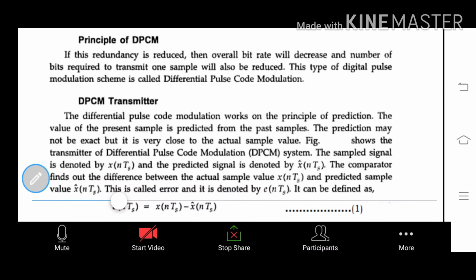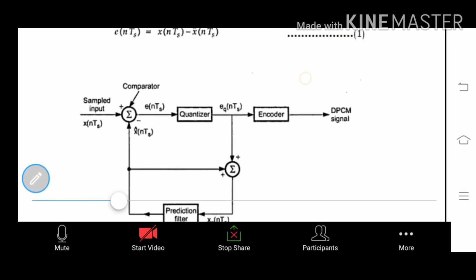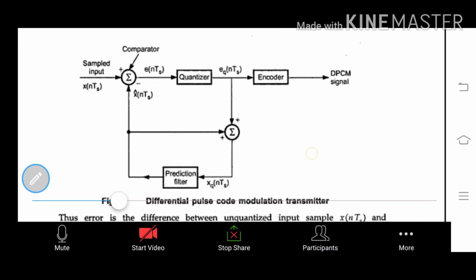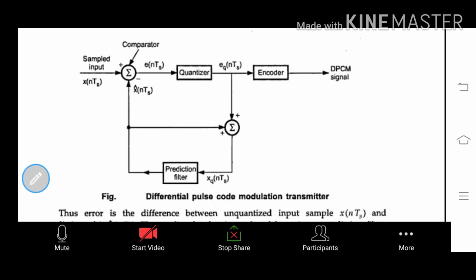Basically the transmitted signal is a compression of the input signal and delivers the quantization signals, but it can also release some error signals. So this is the transmitter of the differential PCM. Here you can observe the block diagram: the input signal x(nTs) is sent to the comparator. The comparator works with the prediction filter. The prediction filter's filtered signal is sent to the comparator, and the comparator releases the error signal e(nTs).